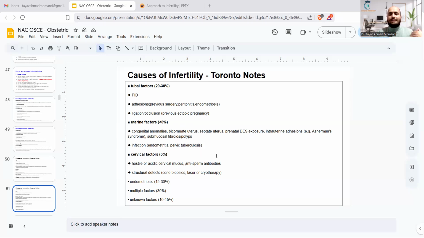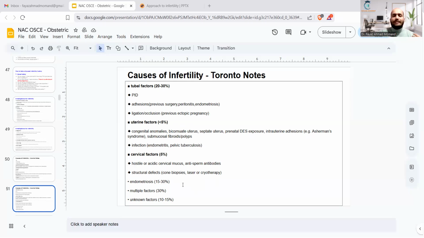Cervical factors, for example, if a patient has antibodies to sperm, they may have a hard time getting pregnant. If the pH of the cervical mucus is acidic, it can be hard for the sperm to travel through it, and they wouldn't be able to conceive as well. Structural problems such as patients who have had cone biopsies done or cryotherapy done on their cervix, they may face issues with conception or getting pregnant.